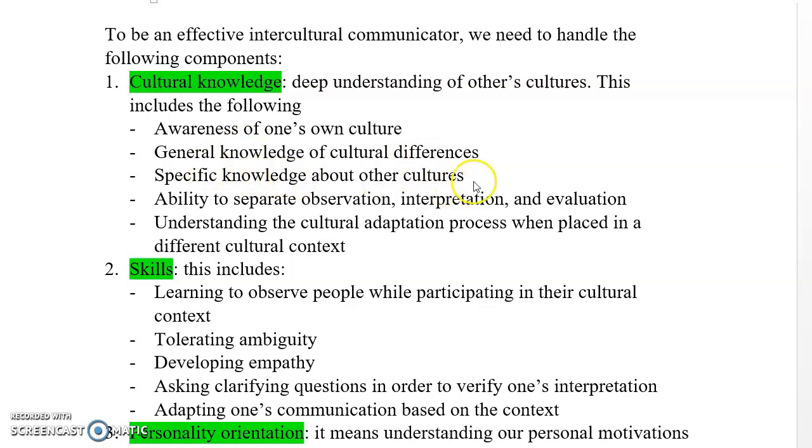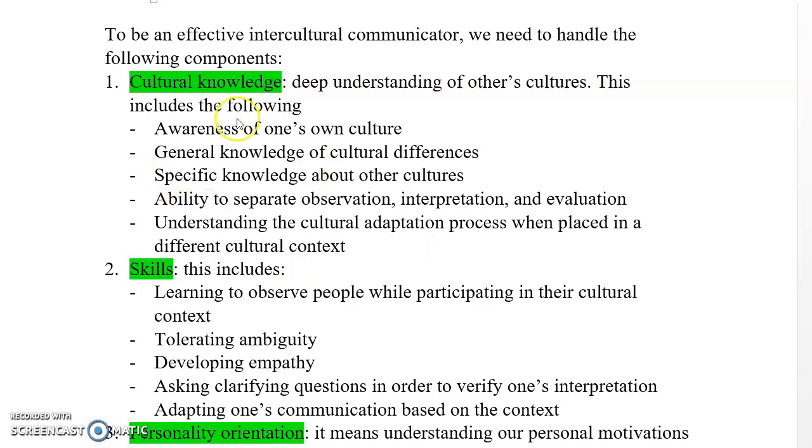Specific knowledge about the other cultures, ability to separate observation, interpretation, and evaluation. Actually, this point will be discussed in detail in a few seconds. I have to have the ability to observe, to notice or to watch or to look at something. I have to have the ability to translate the situation, to give a perfect evaluation for the situation, and to understand the cultural adaptation process when placed in a different cultural context.